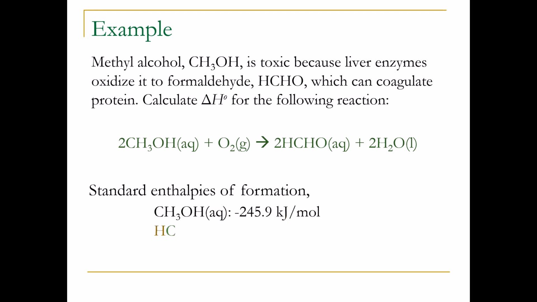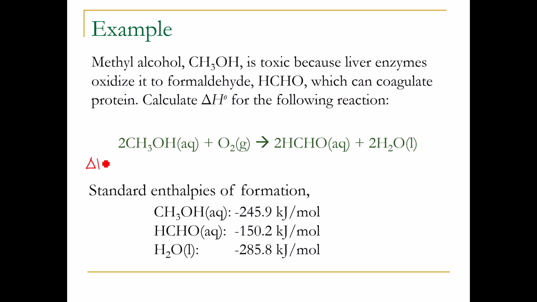Alright, let's try another one. Alright, so to calculate delta H, we're going to do products minus reactants. So 2 times negative 150.2 plus 2 times negative 285.8. All of those are my products. Then I'm going to subtract 2 times 245.9 plus, notice O2 is not listed here. Why is that? Because we know what O2 is. It is 0.